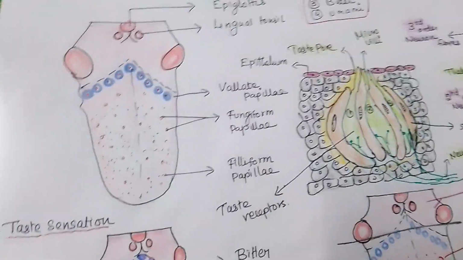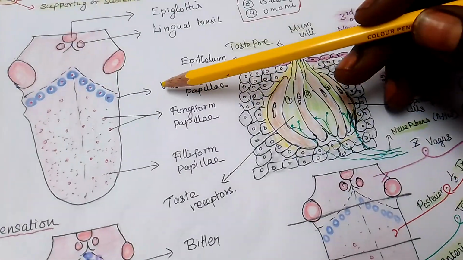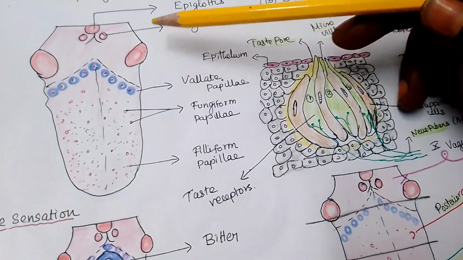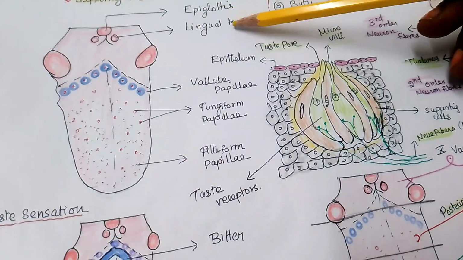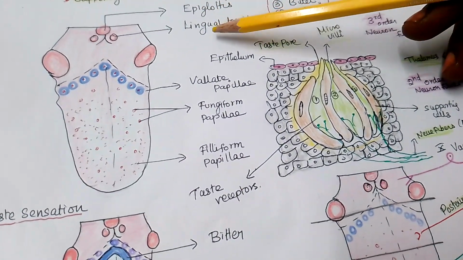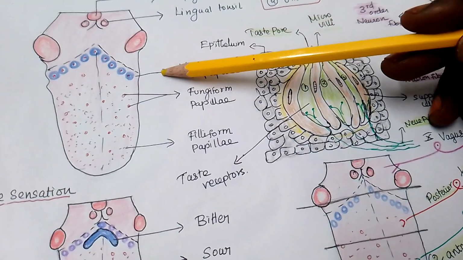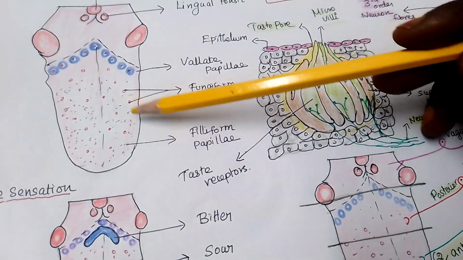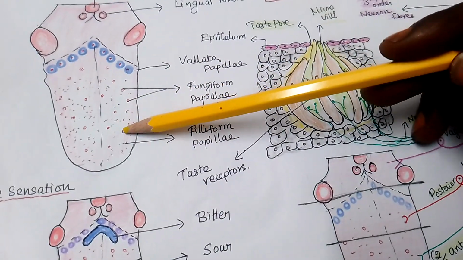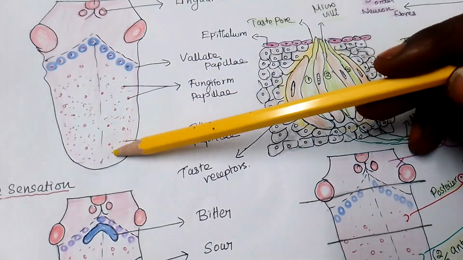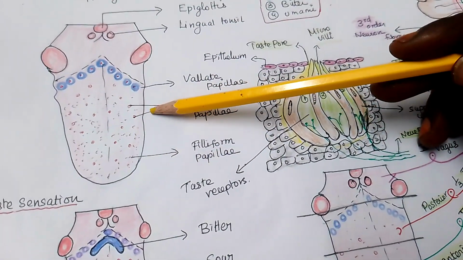If you see this structure of the tongue, this one is called the epiglottis. This is called the lingual tonsils, and this is the circumvallate papillae. This is the filiform papillae and the fungiform papillae. This round one will be more at the tip of the tongue. This is called the fungiform papillae.